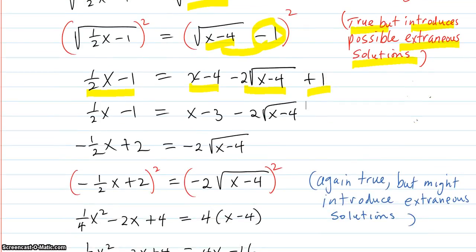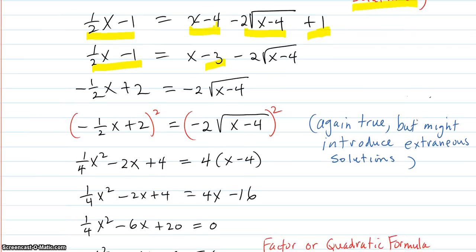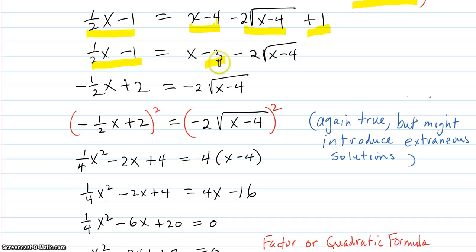Alright, then we're going to work on this a little bit. Negative 4 plus 1 is negative 3. That's all that was done there. Then we're going to add 3 to both sides. That gives you the 2. We're going to subtract x from both sides. So 1/2 x minus x is going to be negative 1/2 x. That's all that happened on that step.